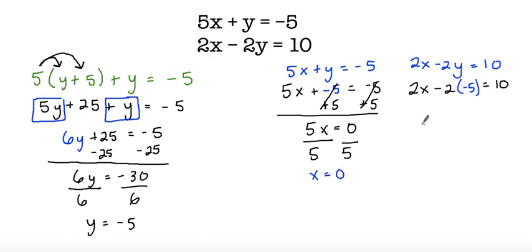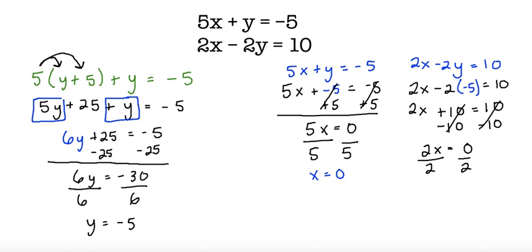All right, let's check our second one. So we have 2x plus 10 is equal to 10. Subtract both sides by 10, and we end up with 2x is equal to 0. So if we divide both sides by 2, we also end up with x is equal to 0. So these two linear equations still meet at one point, and that one point is 0, negative 5.